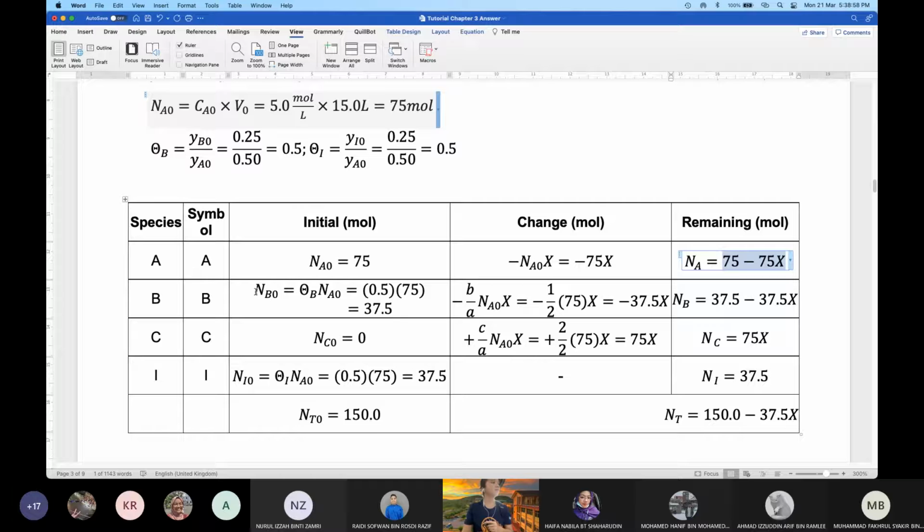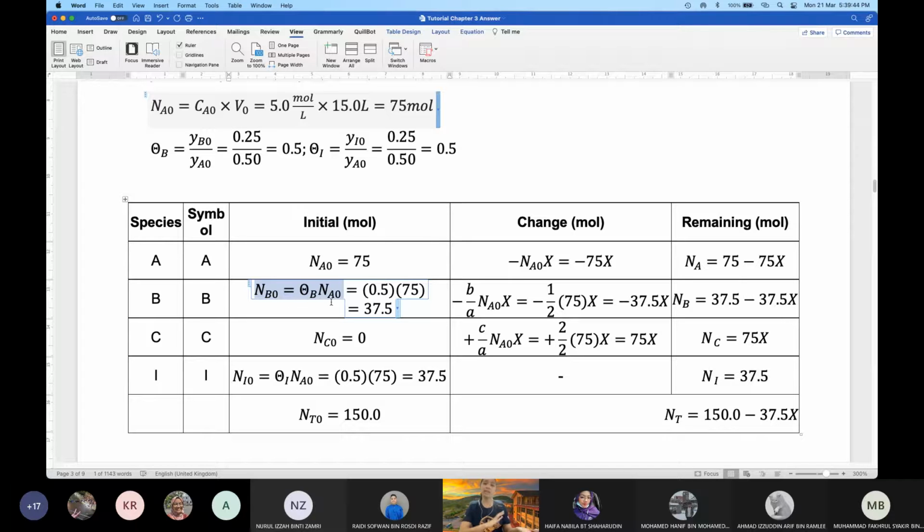Next one for B. Okay, so B, if you forget, dia ada formula kan? So B, formula for the initial, and B0, we want to find NB0. Kalau A is Na0, kalau B, NB0, initial moles of B. So NB0 equals to, the formula says theta B multiply with Na0. So theta B, you have learned before, but if you forget, senang je konsep dia. Theta B is the ratio of how much B over how much A initially in the system. So how much ni depends on the question. Are you given in terms of concentration ke, number of moles ke, you are given in terms of mole fraction ke, it depends.